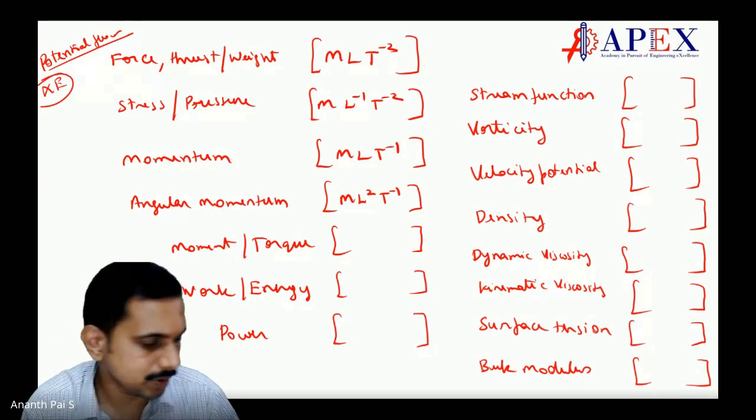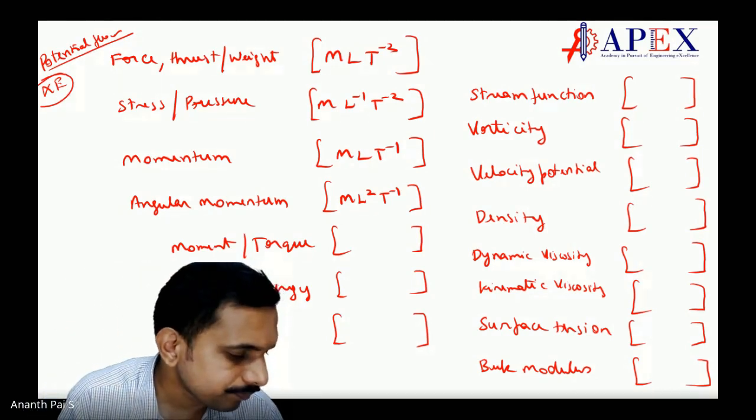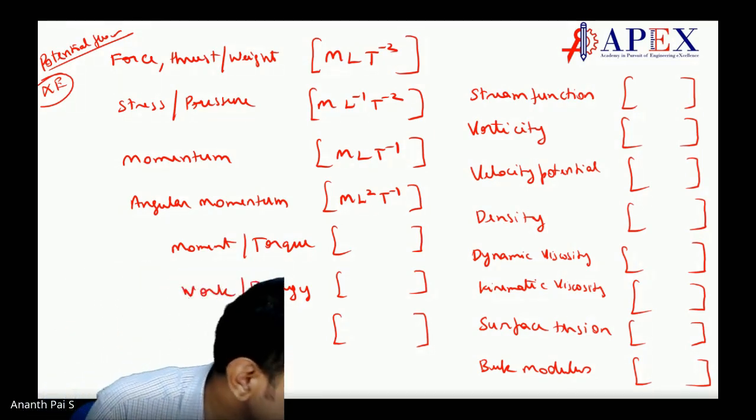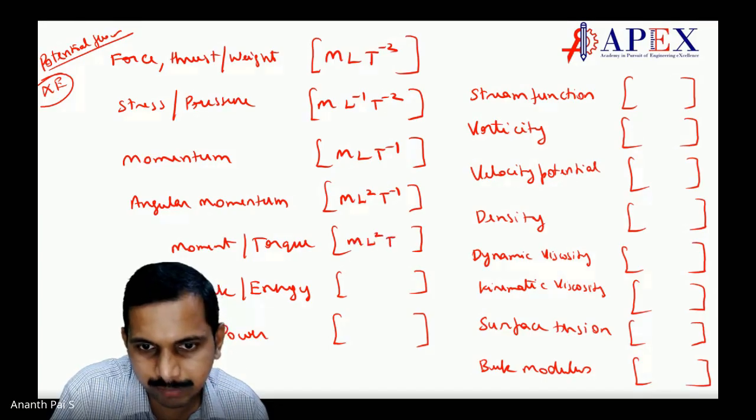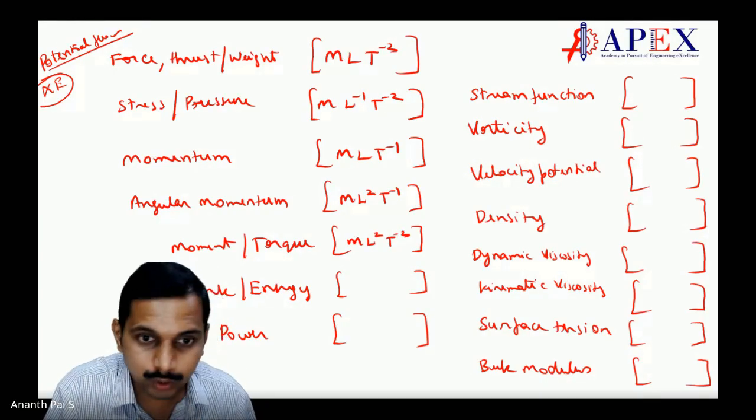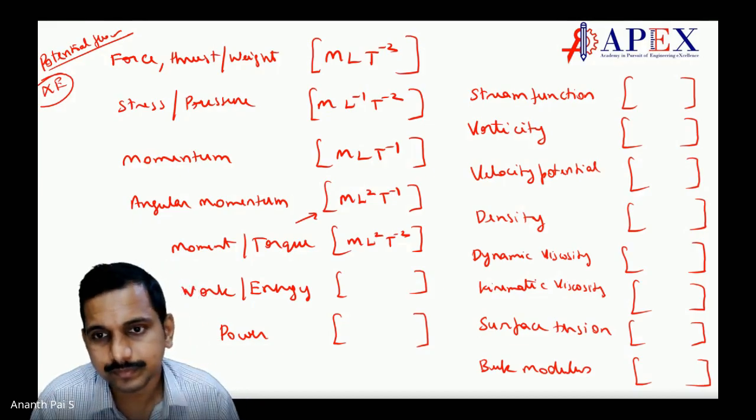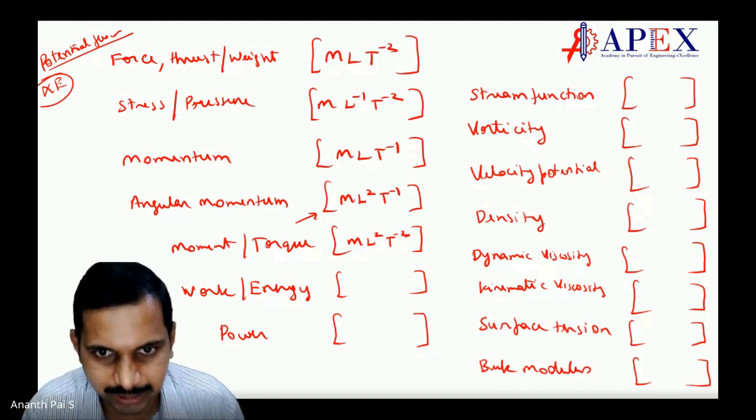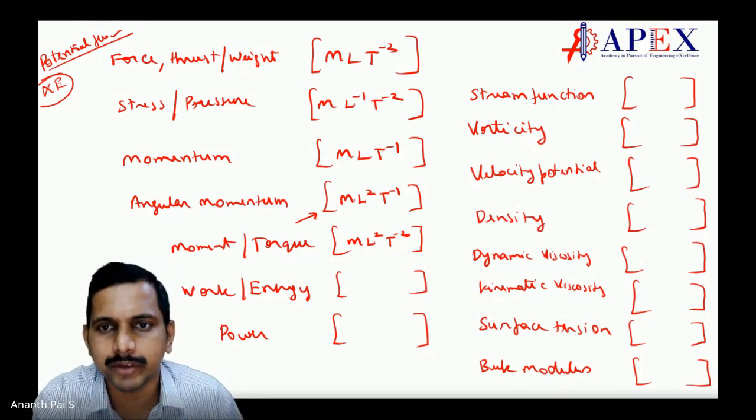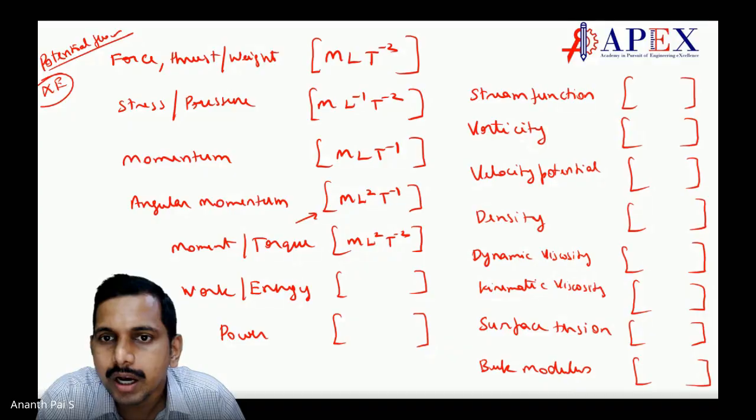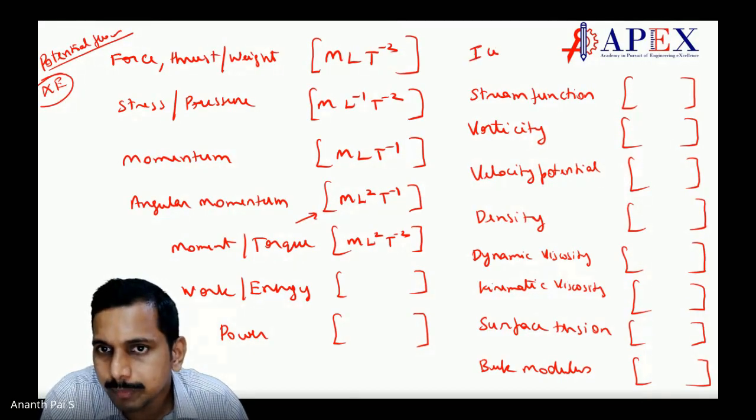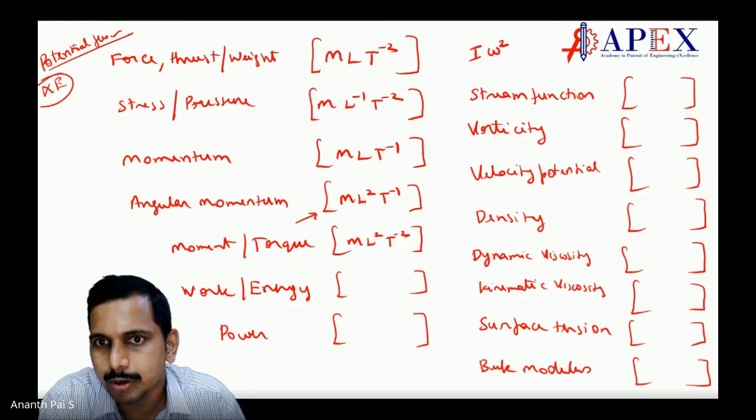Okay. So similar thing with the torque. Correct. ML square T minus 2. Yes. ML square T minus 2. Very good. And work or energy. You got why angular momentum is this one? No, sir. Why is that? Okay, let us see that. So what is angular momentum when you consider? It is I into omega. So like that you have to get it.